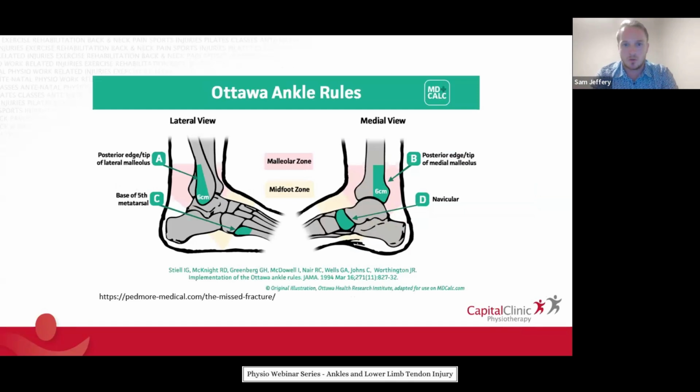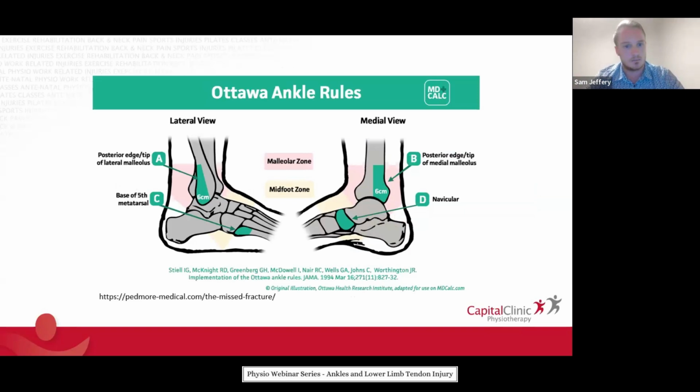So the Ottawa ankle rules. So this picture's quite a nice way to have a look at it. What we want to do is we want to use these rules to make sure that we're not missing any ankle or midfoot fractures, but also to make sure we're not sending people for unnecessary radiographs.